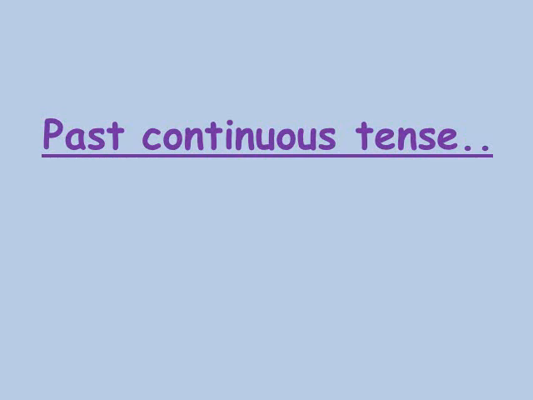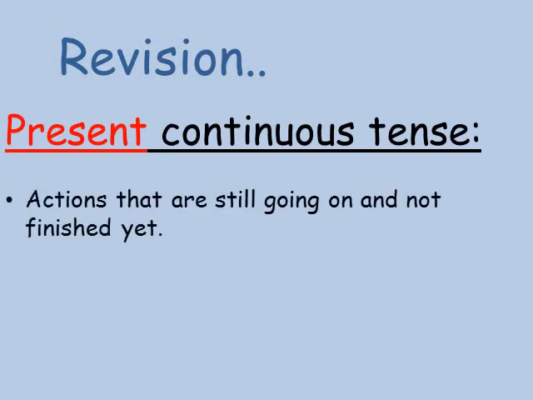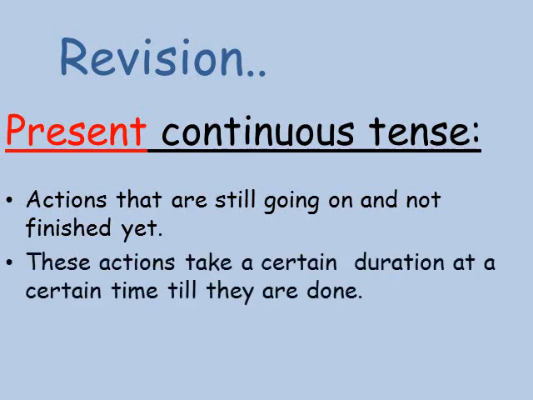In this lesson, we are going to talk about the past continuous tense. And to explain the past continuous tense, let's make a quick revision of the present continuous tense that you're already familiar with. If you remember with me, the present continuous tense is the tense that talks about actions that are still going on and not finished yet. These actions take a certain duration at a certain time till they are done.